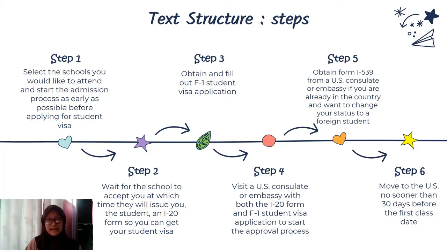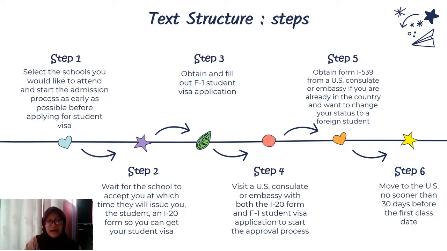Step 1. Select the schools you would like to attend and start the admissions as early as possible before applying for a student visa. Step 2. Wait for the school to accept you, at which time they will issue you, the student, an I-20 form so you can get your student visa. Step 3. Obtain and fill out the F1 student visa application. Step 4. Visit a US consulate or embassy with both the I-20 form and F1 student visa application to start the approval process. Step 5.